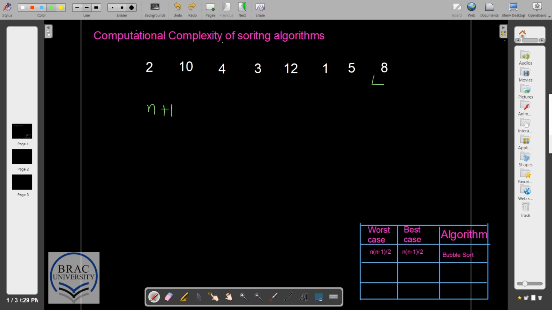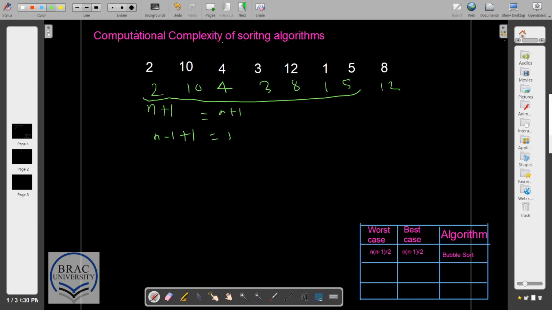Since after the swapping 12 will go to this place, now we have this array to sort. To find the max of this array we need n minus 1 operations, and then we make one swap. Previously we needed n plus 1 operations, now we need n operations. Then when we sort this array, we make n minus 1 comparisons and then one swap, which is n.